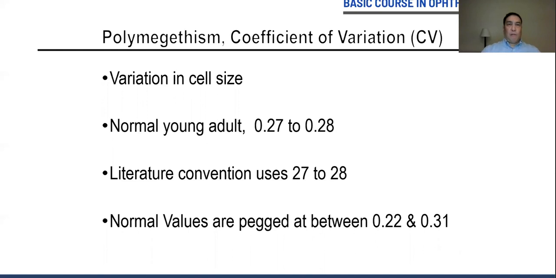Now, polymegathism is the variation in cell size, or the coefficient of variation. In a young adult, the normal value would be 0.27 or 0.28, or the convention we use is just 27 or 28. Normal values are pegged between 22 and 31. Basically, your cells have to be uniform in size. When you have some big, some small, we call that the coefficient of variation, polymegathism.